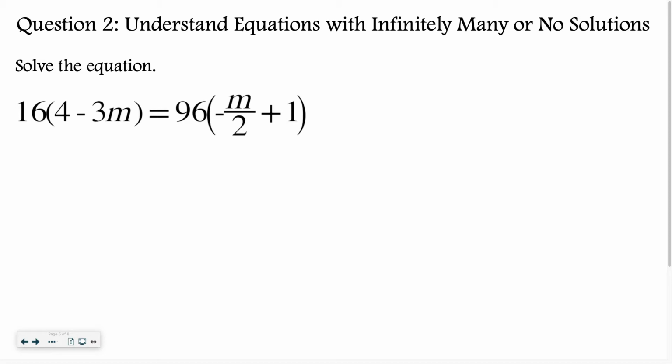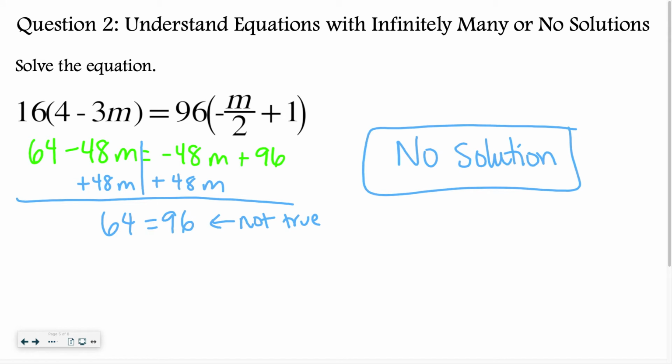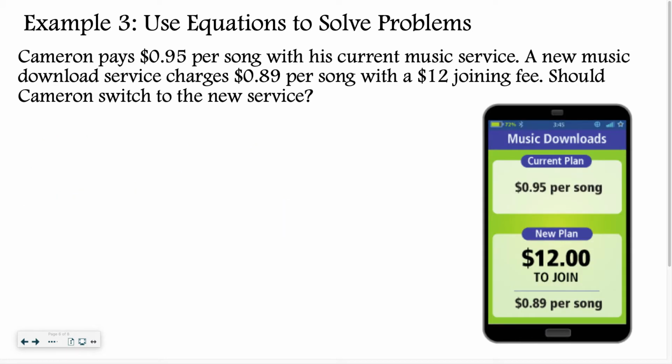All right, it is your turn. We'll try this problem, see if it's infinitely many solutions or no solution. Good luck. Hopefully for this problem you ended up at 64 equals 96, or you spotted the pattern right before you got to that step. And you said that that is never true, therefore this is a no solution kind of situation.